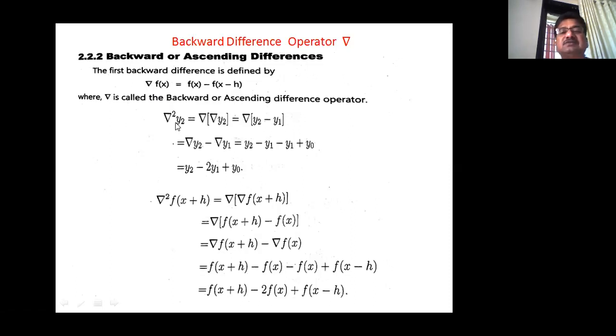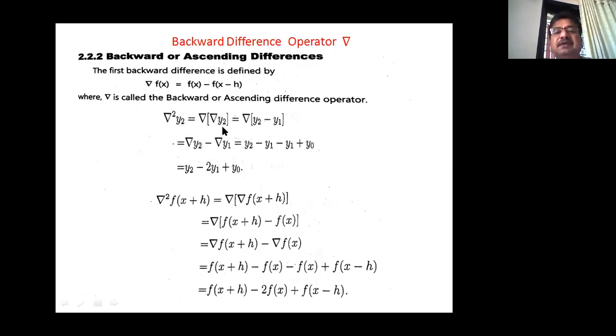So what is del square y2? It is del of del y2. So what is del y2? It is y2 minus y1, the value at the point x plus 2h. What is y2? Y2 means f of x plus 2h. What is y1? It is the value at x plus h, the value of the function f at x plus h. What is the meaning of y0, y1, y2? These were given in the previous lectures. Y0 means f of x0. Y1 means f of x0 plus h, that is the value at x0 plus h.